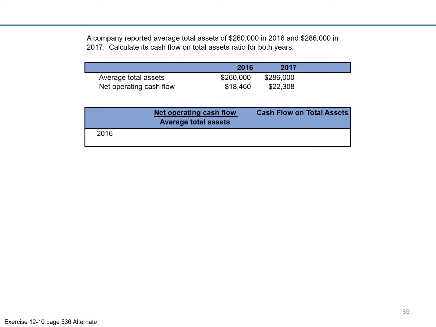All right, did you get 7.1% and 7.8%? All right, hopefully you did well on that one and found it to be pretty simple. Let's move on to the next.